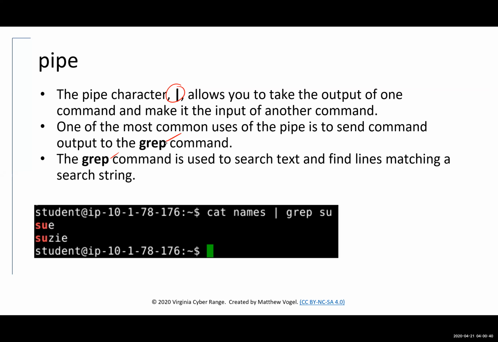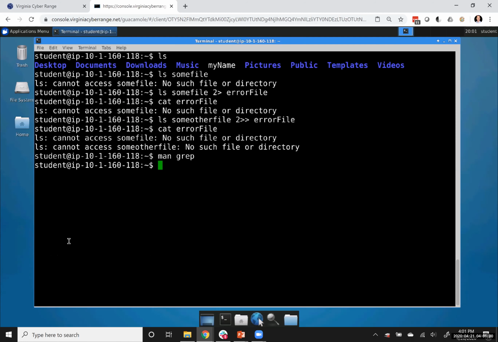Okay, so here in the example we cat this file called names again, and we pipe it through grep, and then we're searching for the search string su. And so this names file apparently has a couple of names in it that start with su. Okay, Sue and Susie.